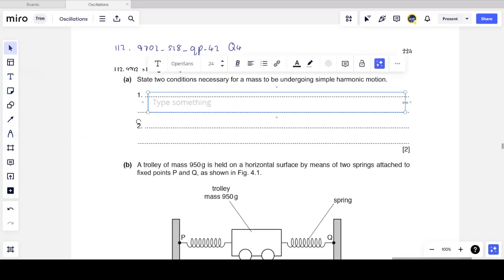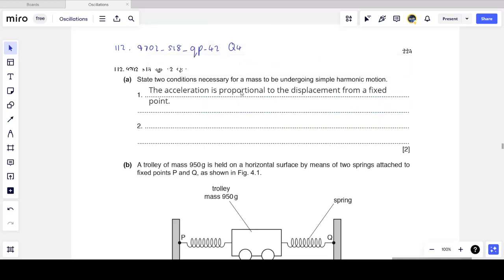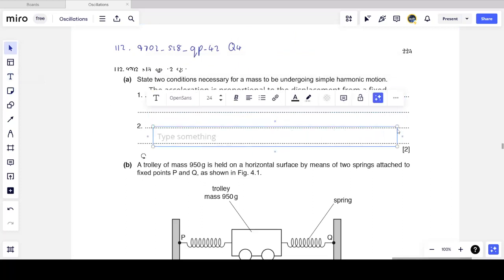We know this very well now, that for simple harmonic motion, the acceleration is proportional to the displacement, and I'm going to say from a fixed point to be more concise. So the acceleration is proportional to the displacement from a fixed point, or from the equilibrium position is fine. And the second condition is there's a minus sign in the equation.